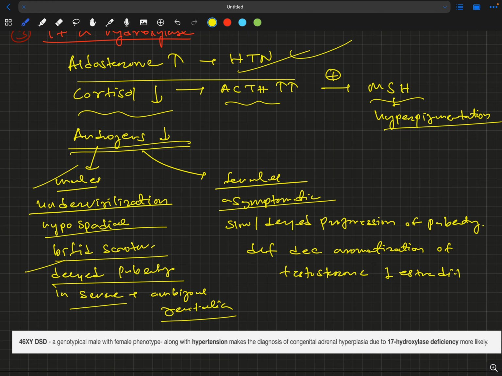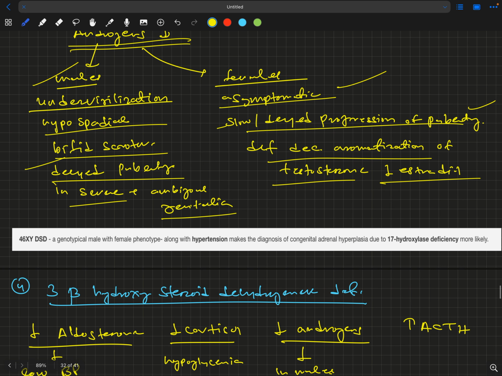Now here androgen is less synthesized, so the female will be asymptomatic, and androgen is also required for some female features, and that will lead to delayed progression of puberty in case of female. Mostly it will be an asymptomatic female. It can lead to slow, delayed progression of puberty due to decreased aromatization of testosterone, as androgen leads to production of testosterone. Testosterone is converted to estrogen by aromatase enzyme. So now there is less testosterone, so there will be somewhat less estrogen, but it is not affected much. Female is not affected much in case of 17 alpha hydroxylase deficiency.